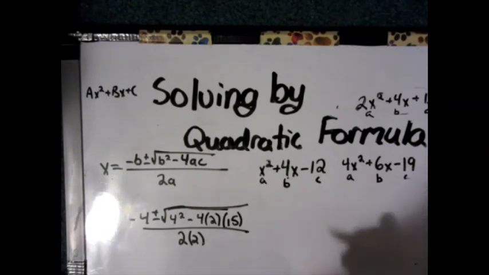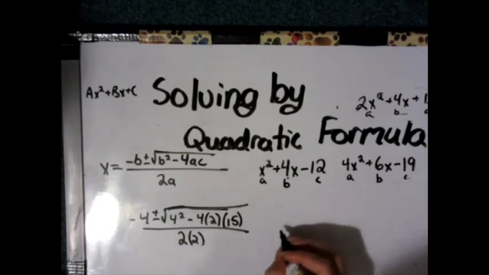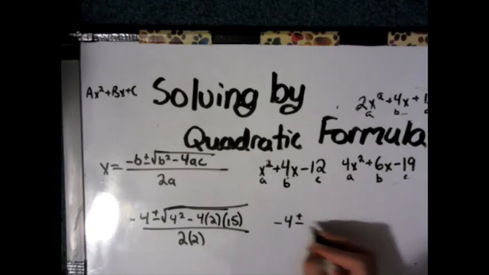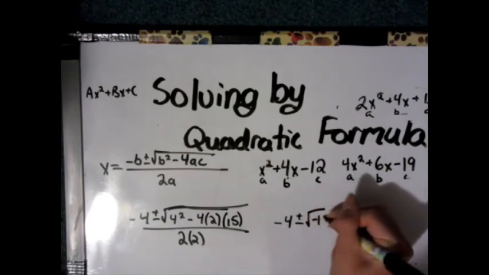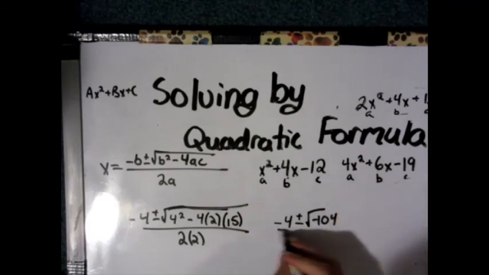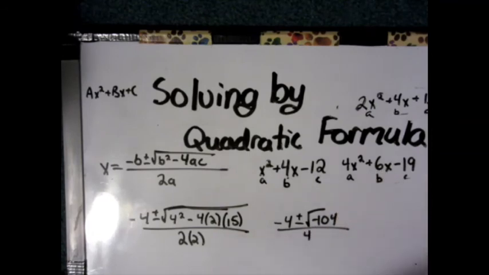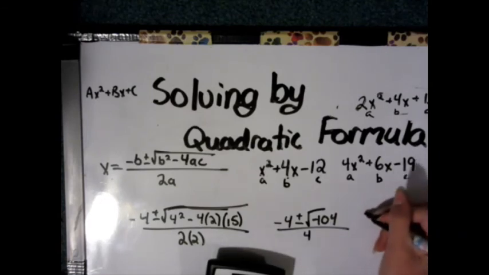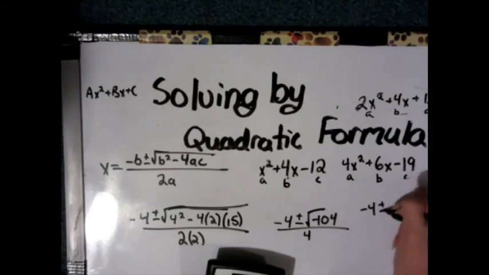And I got negative 104. So, negative 4 plus or minus the square root of negative 104 over 4. And now 104, let's try to simplify that. I'll divide it by 4 first, and I get 26, which is as far as it can be simplified. So, negative 4 plus or minus, because the square root of 4 simplifies into 2.